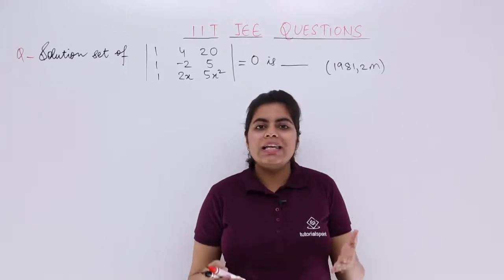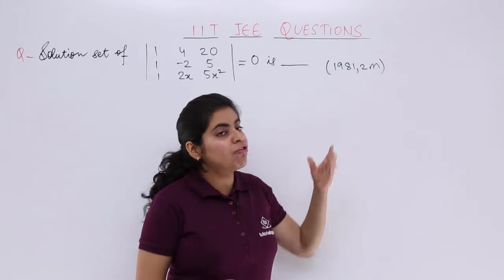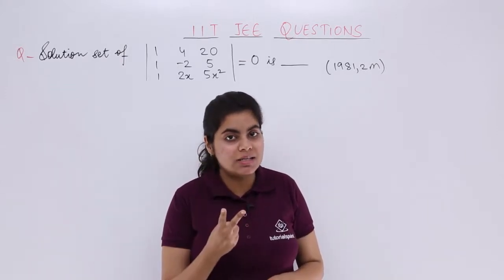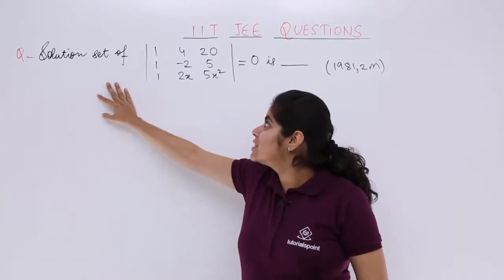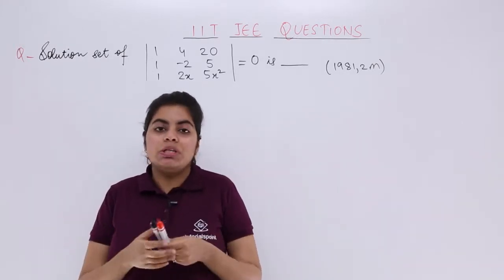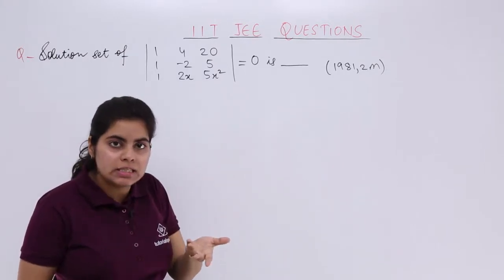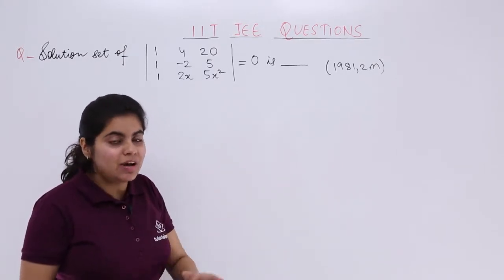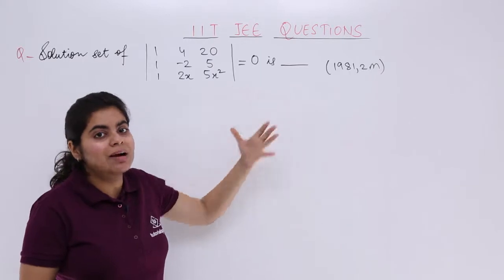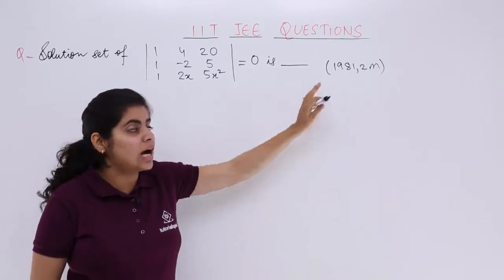In this video, let's see another IIT JEE numerical problem which was asked in the year 1981 for 2 marks, and the question says: find the solution set of this determinant. That means you need to find the value of the variable involved, which is x, so that it satisfies the expression which will come out of this determinant. The question is simple, but it was asked for 2 marks.